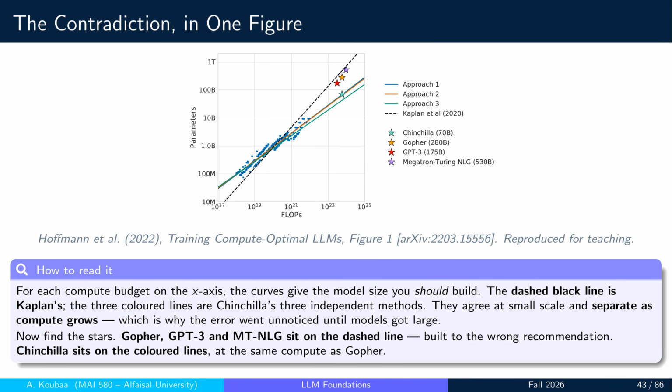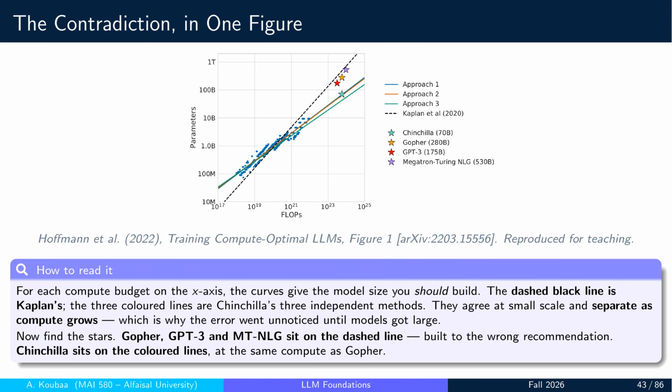Now, I want to draw the general lesson because it is one of the most useful habits you can leave this course with. For 2 years, the most cited quantitative recommendation in this field was wrong. The industry spent billions of dollars following it. And the authors of that first paper were careful researchers with good data and no reason to mislead anyone. They simply hadn't searched the space widely enough.